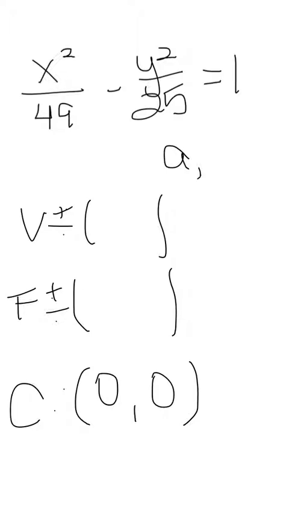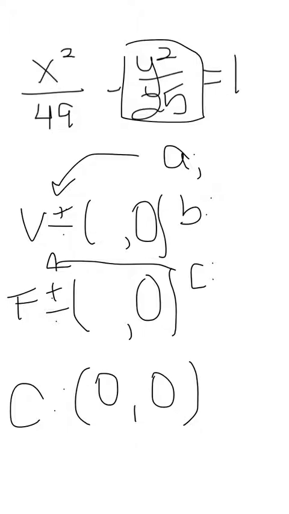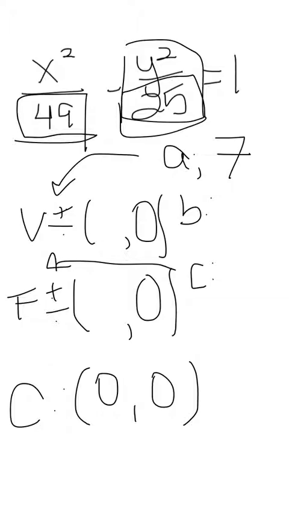The next thing we need to do is find a, b, and c, because we know that the a goes with the vertices, the c value goes with the foci. I'm just going to plug in 0 for the y values right now, since we know that the denominator under the y is less than the denominator under the x, which means that the y's will stay constant. So the a value is the square root of the x denominator, so that's 7. And the b value is the square root of the second denominator, which is 5.